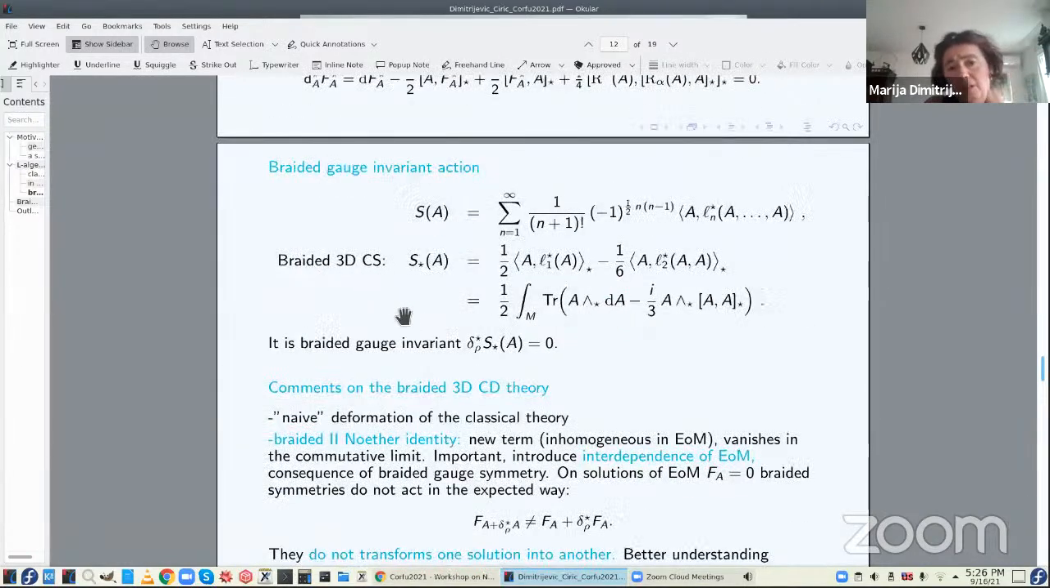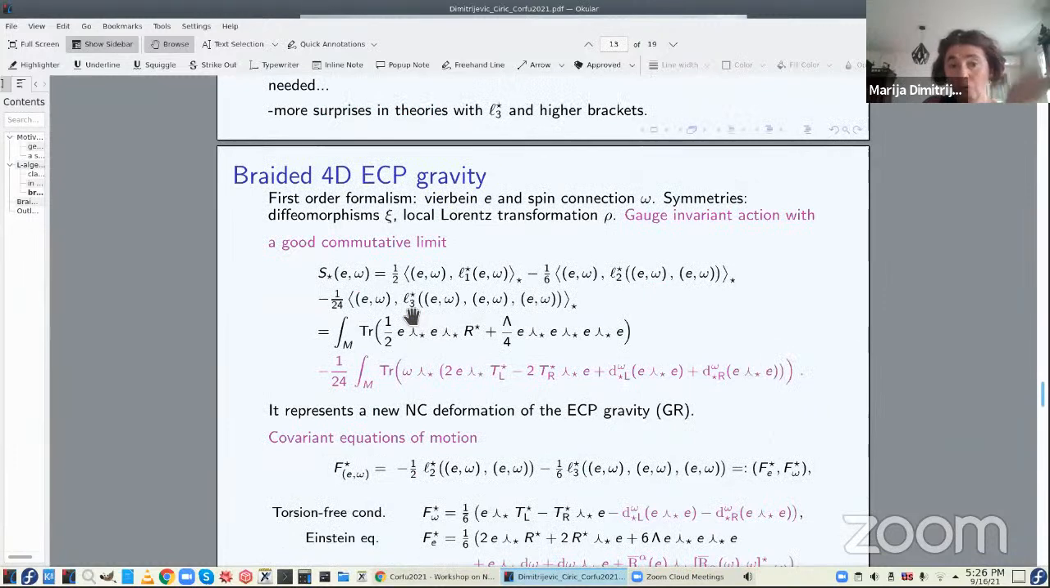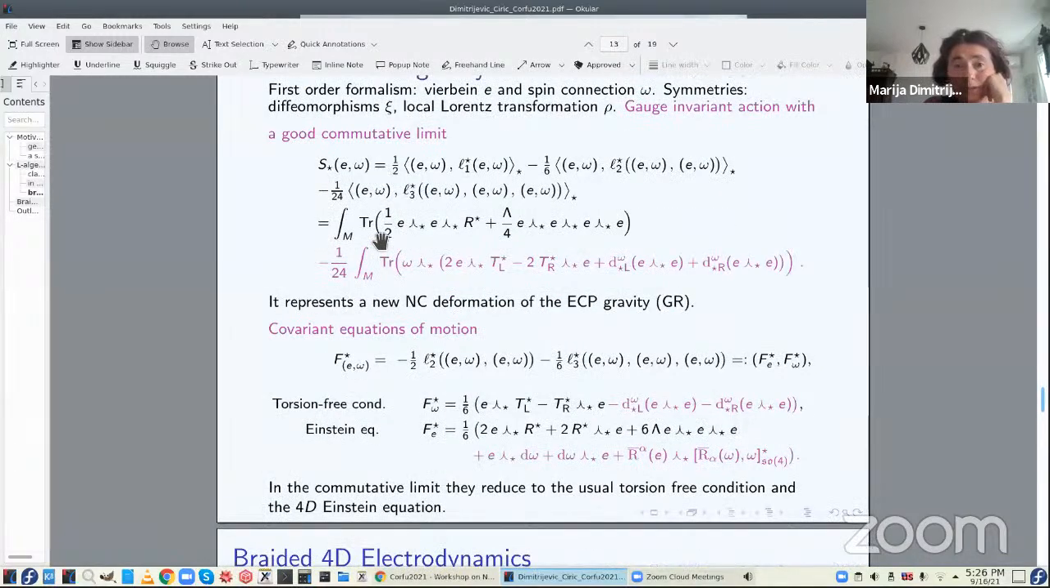So three-dimensional Chern-Simons is relatively simple because it has L1 and L2 brackets. In the four-dimensional non-commutative braided Einstein-Cartan gravity, we also have an L3 bracket, and there, because of the L-infinity structure, we define an action in terms of L-infinity brackets, and we also have some terms that you would not naively expect from your deformation.